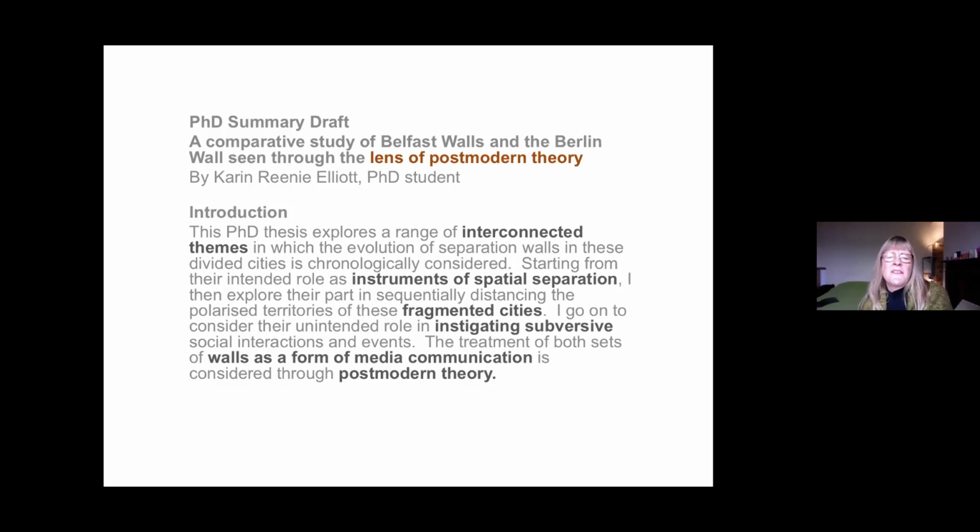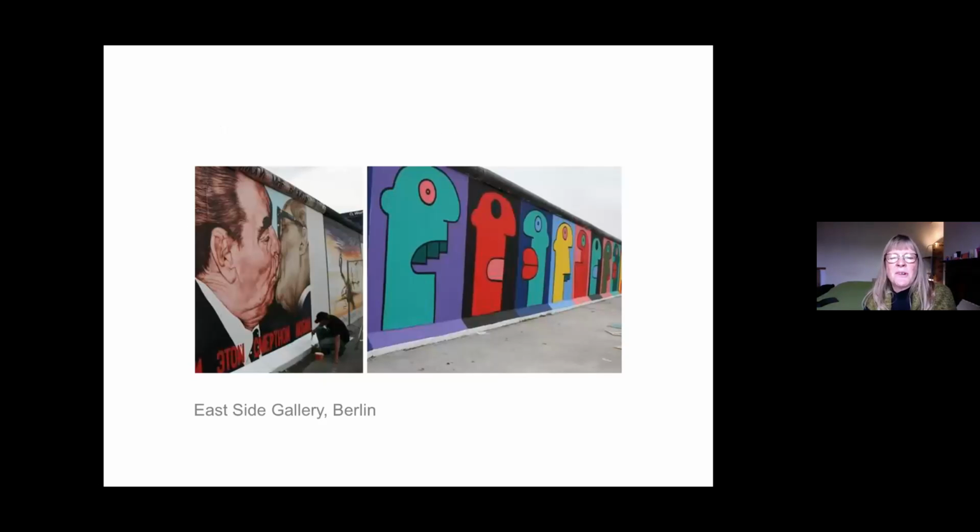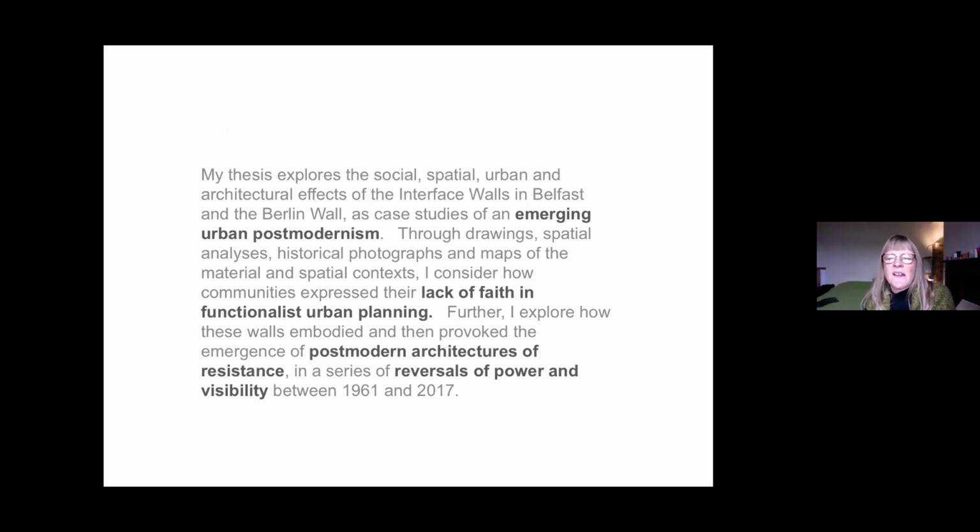This PhD thesis explores a range of interconnected themes in which the evolution of separation walls in these divided cities is chronologically considered. Starting from their intended role as instruments of spatial separation, I then explore their part in sequentially distancing the polarized territories of these fragmented cities. I go on to consider their unintended role in instigating subversive social interactions and events. The treatment of both sets of walls as a form of media communication is considered through the lens of postmodern theory. So that's the Berlin version where you have all these kind of signs.